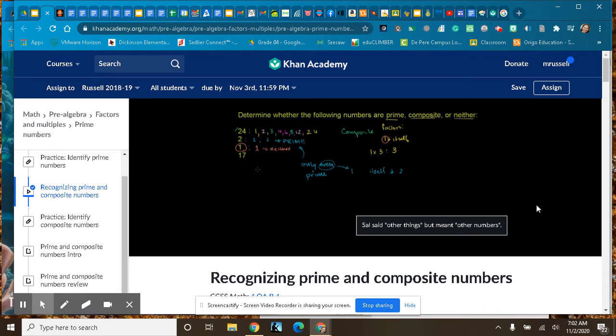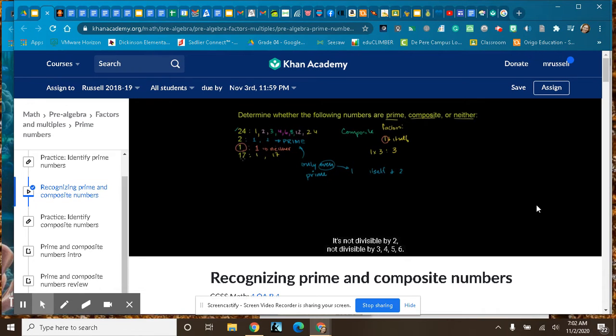1 is neither. And then finally we get to 17. 17 is divisible by 1 and 17. It's not divisible by 2, not divisible by 3, 4, 5, 6, 7, 8, 9, 10, 11, 12, 13, 14, 15, or 16. So it has exactly 2 factors, 1 and itself. So 17 is prime.